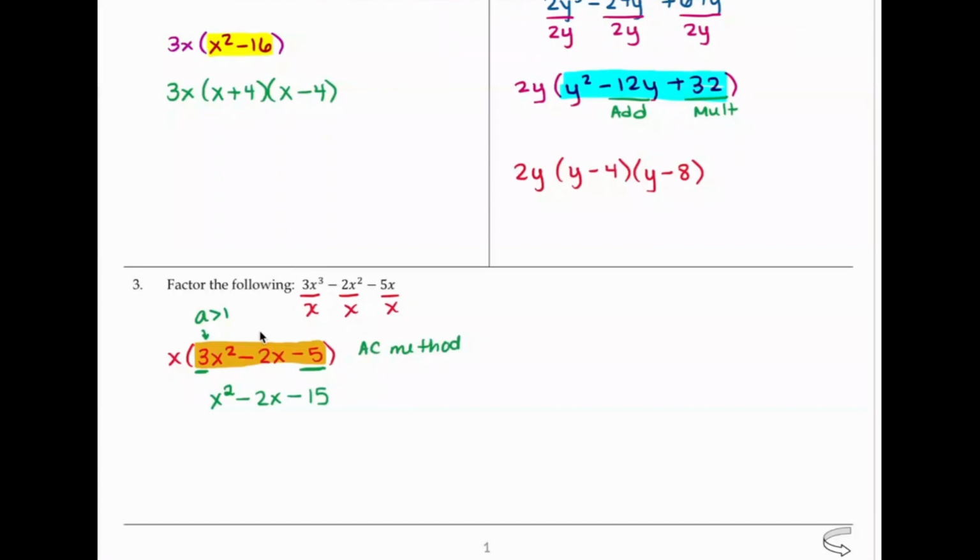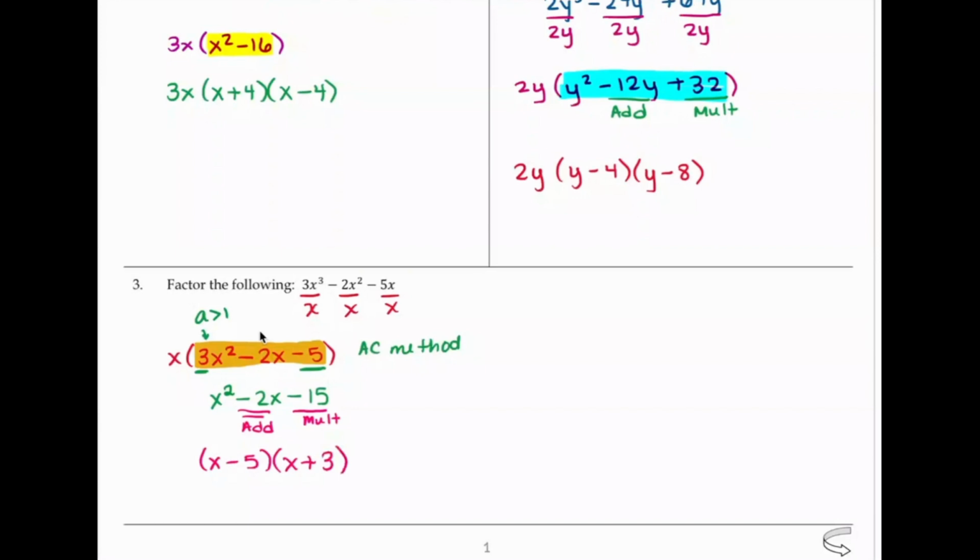So I am looking for two numbers that multiply to that negative 15 and add up to that negative 2. So the two numbers that multiply to negative 15 and add to negative 2 would be a negative 5 and a positive 3. So I am going to factor that.